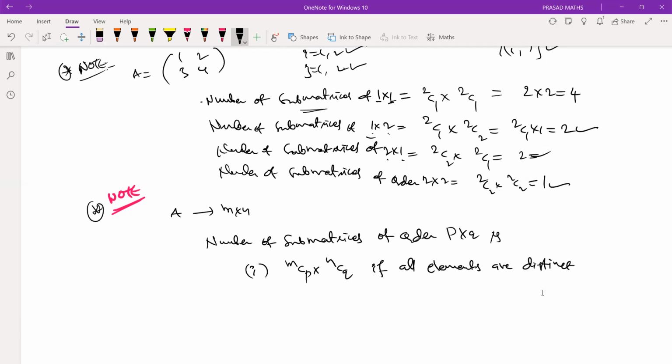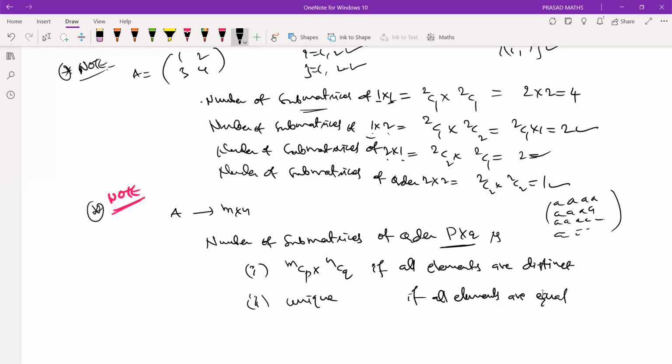Right? Second one, if all elements are equal, means identical, what are you going to get? For each order, you're going to get only one matrix. P cross Q order, how many will there be? When identical, there will be only one, right? Is it no? Is it clear? See, suppose all are identical. For example, an M by N matrix, how many such will there be? Only one. When all are identical, what is there? Only one.